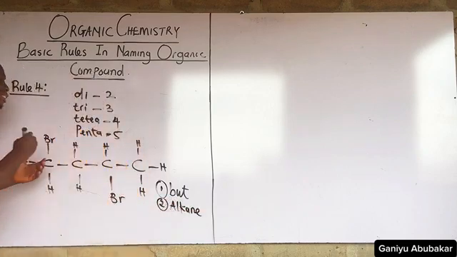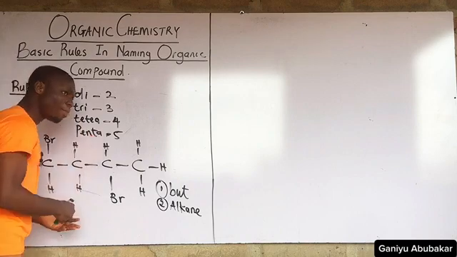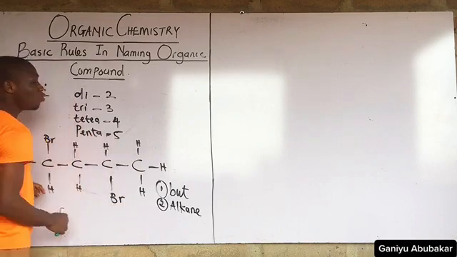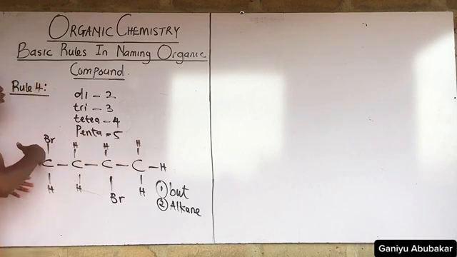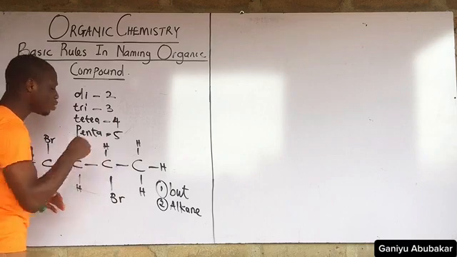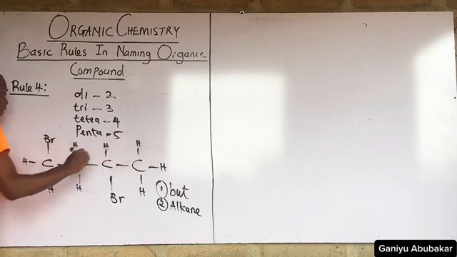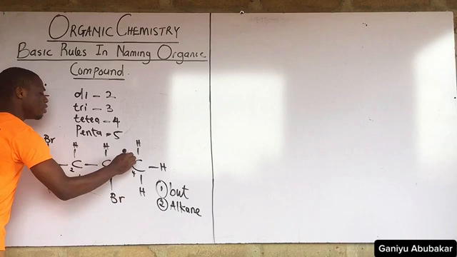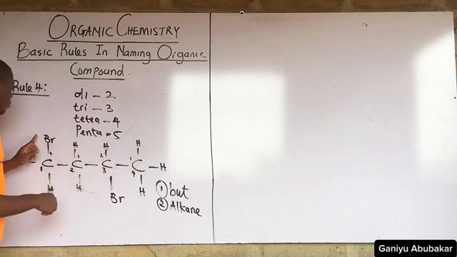Rule 3 says number the carbon atoms of the root hydrocarbon such that you give the lowest possible number to the substituent. I'm having a substituent here and a substituent here. I'll do my numbering upward and downward, such that I will have the least number for the substituent. So let's do our numbering. Upper numbering: 1, 2, 3, 4. Lower numbering: 1, 2, 3, 4.